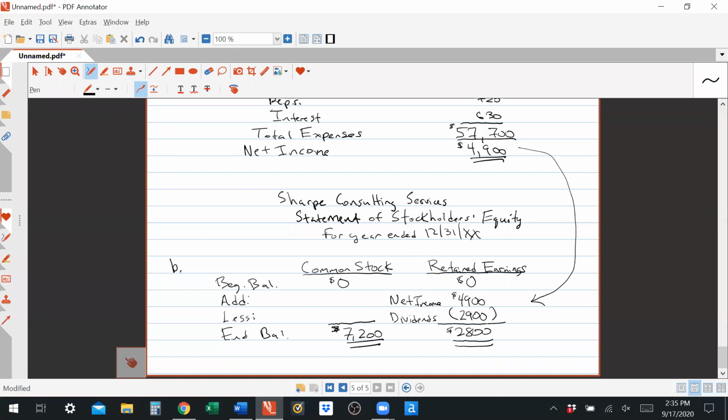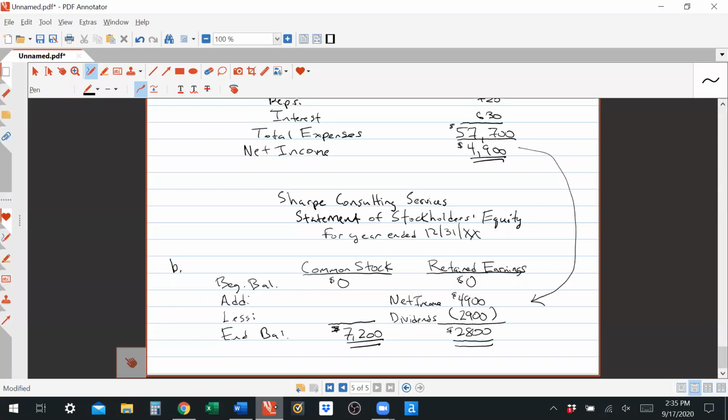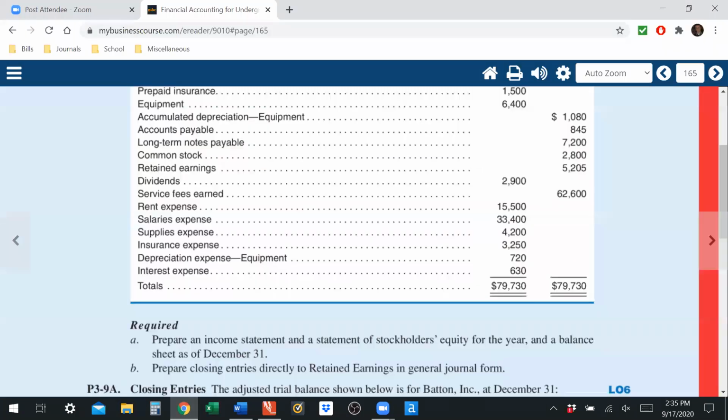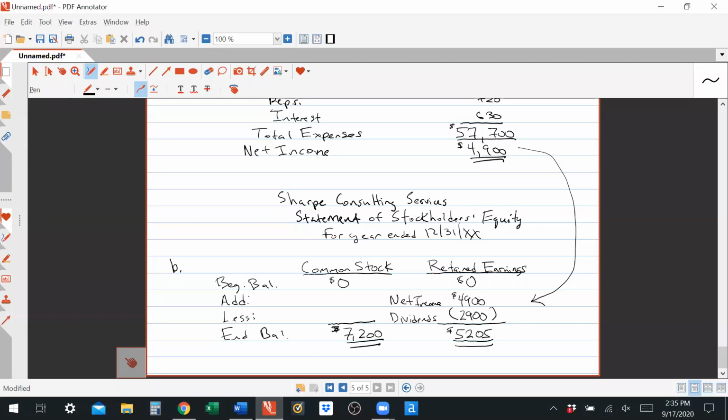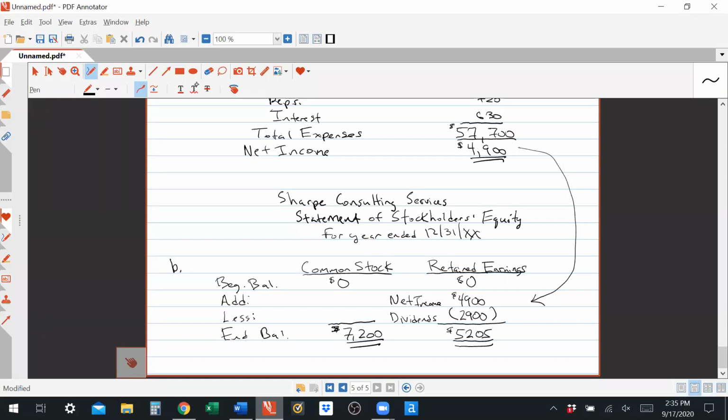We know the ending balance is 2,800 because it says that. Oh no, it's 5205. Sorry, 5205. I wrote the wrong number here. From the adjusted trial balance, the ending balance in retained earnings is 5205. Is that right? Retained earnings, yeah, 5205. Common stock's ending balance was 2,800. I'm writing the wrong numbers down here. Common stock was 2,800. Sorry about that. My apologies.